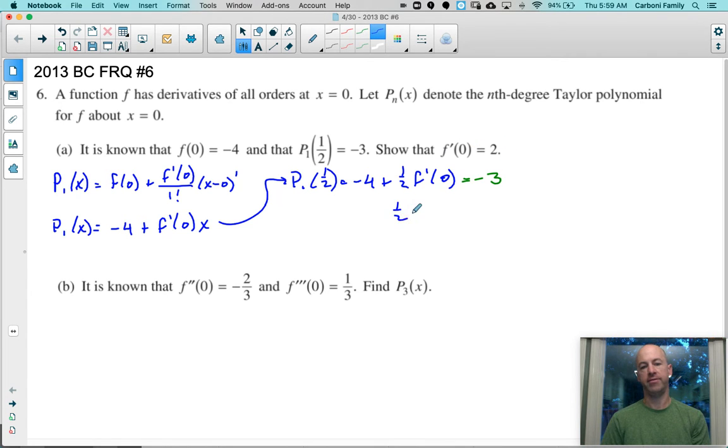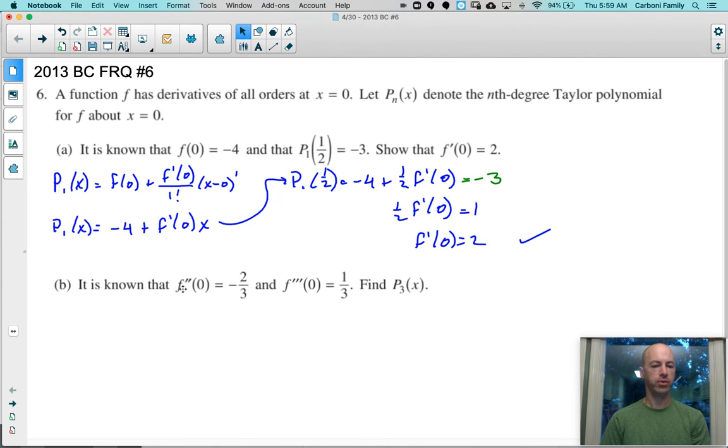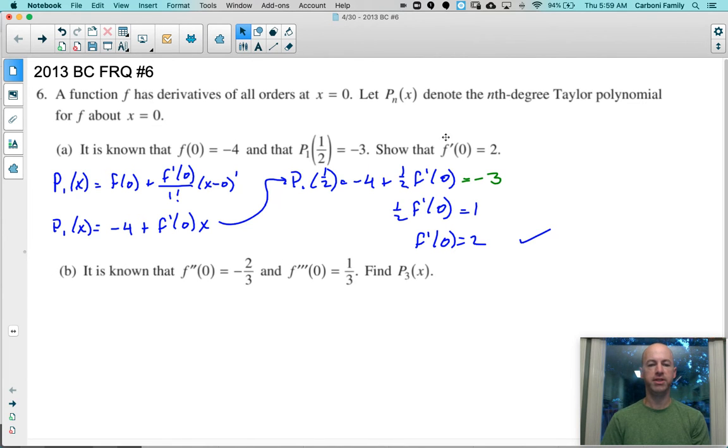So we have half f prime of 0, add 4 to both sides is 1, multiply both sides by 2, and you get f prime of 0 equals 2, and we are done. So that was a proof. That was kind of nice. They gave you the answer. We just had to show what the answer was. They could have made it a smidgen more difficult by asking you to find f prime of 0 instead of giving you the answer. So good for them.